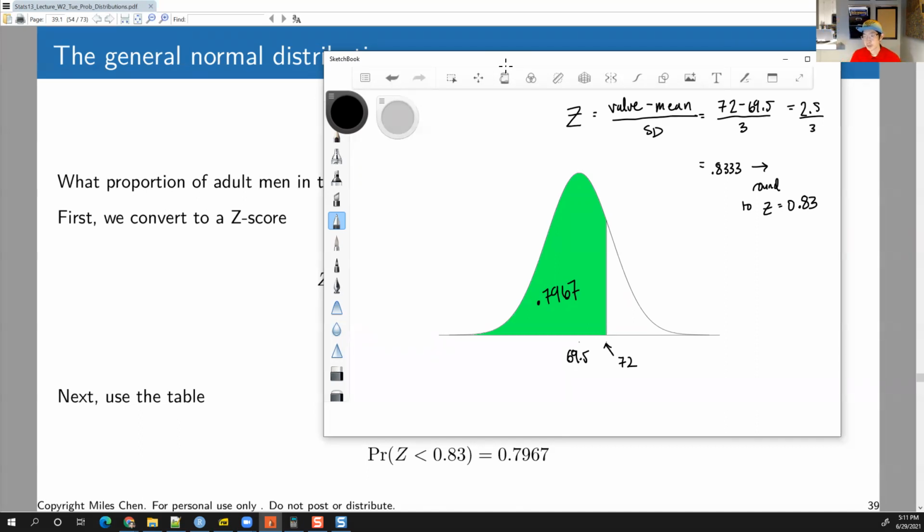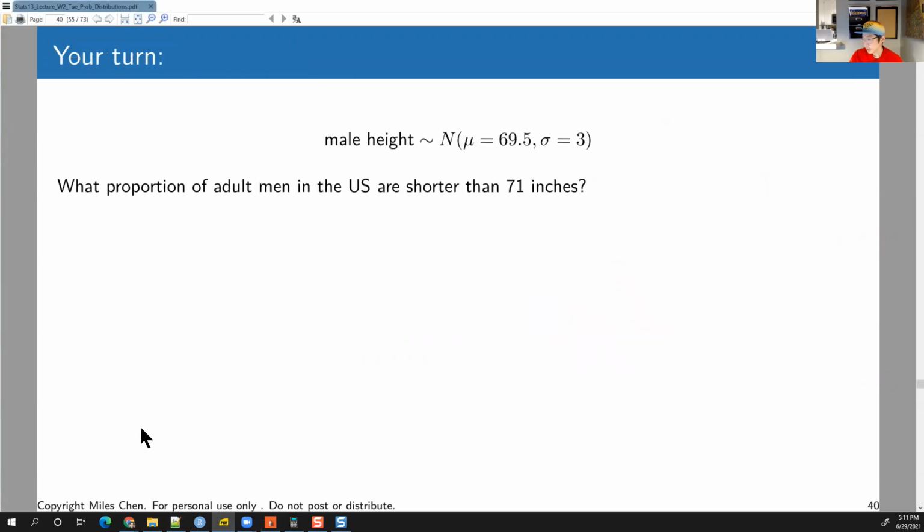All right, is that okay? Process there. All right, great. So why don't you guys try this one out? What proportion of adult men in the US are shorter than 71 inches? Go ahead and take a minute to solve for this one. I'll go ahead and pause the recording.